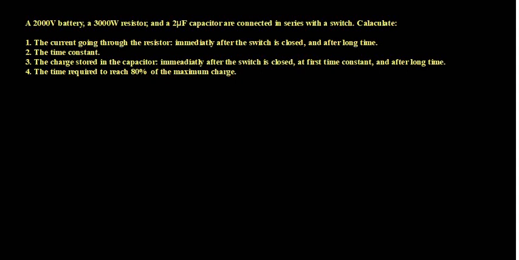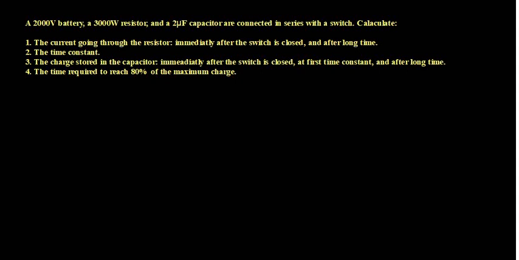Hello everyone. In this video we have another question related to an RC circuit. A 2000 volt battery, a 3000 watt resistor and a 2 microfarad capacitor are connected in series with a switch. Calculate the current going through the resistor immediately after the switch is closed and after a long time.